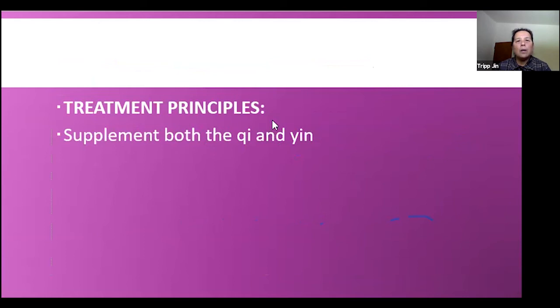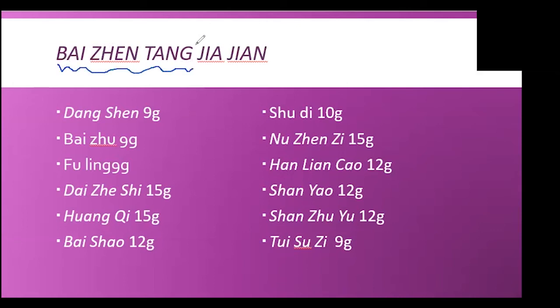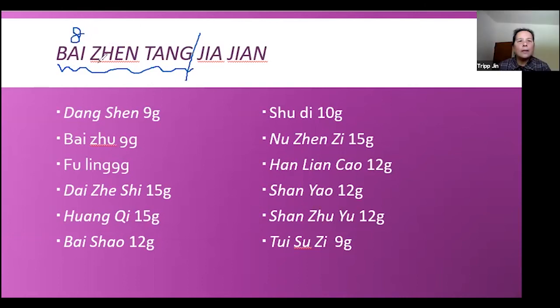So the treatment principle is to tonify both qi and yin. To tonify both qi and yin, we have a pretty good formula called 八珍汤. 八 is 8, so there are 8 ingredients inside, plus other herbs. So where does the 八珍汤 come from? 四君子汤 and 四物汤. 四君子汤 tonifies qi, 四物汤 tonifies blood. Together we call it 八珍汤.